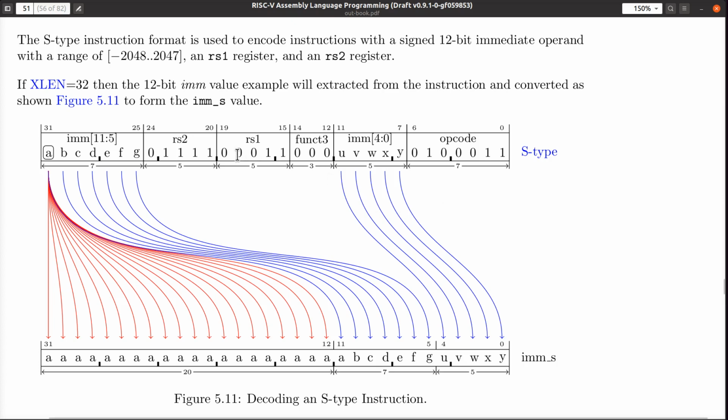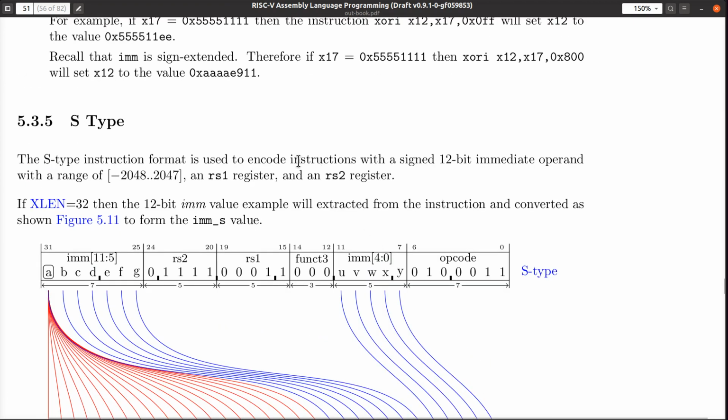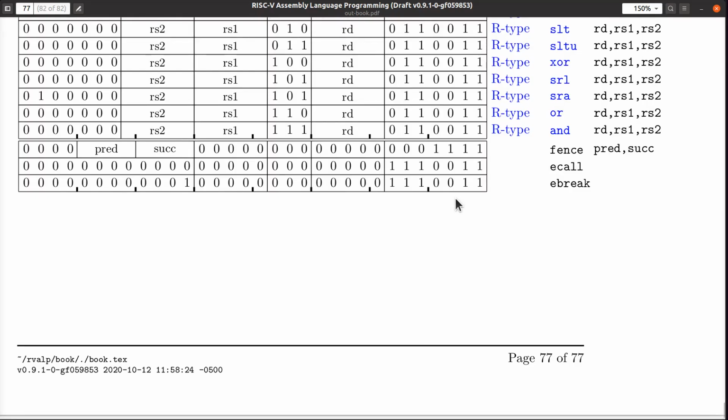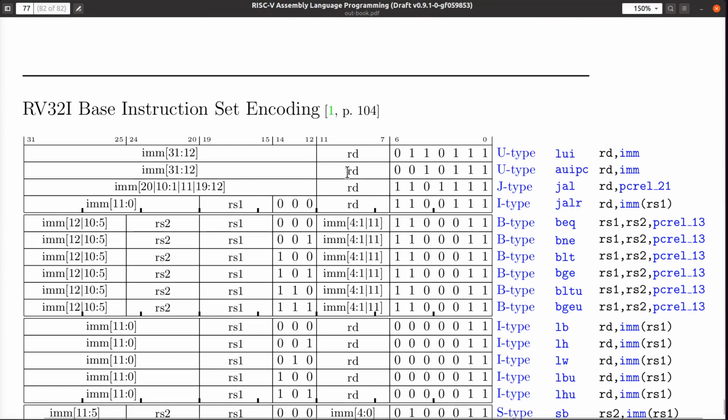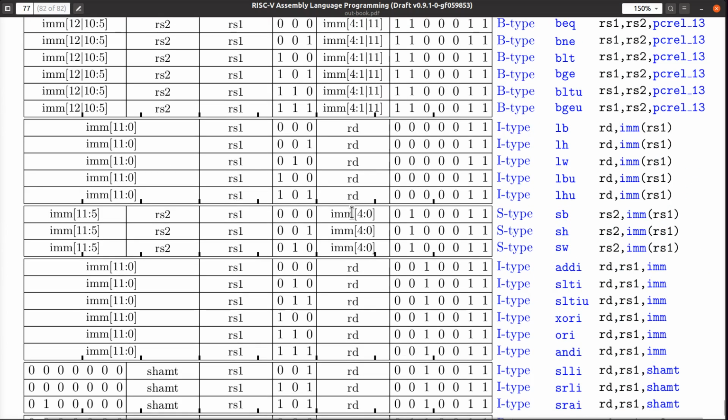All right? So what does that have to do with this? Well, look what's going on here. S-type instructions are used for storing values into memory. They don't have an RD value. Let's go back to the last page again. Look what's happening here. If an instruction has an RD value, it's always in this column.